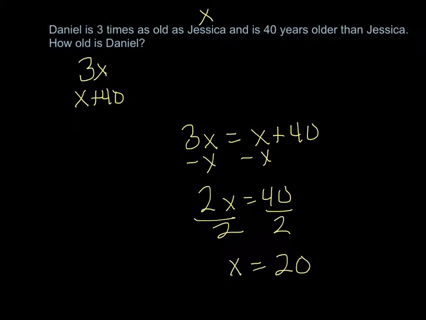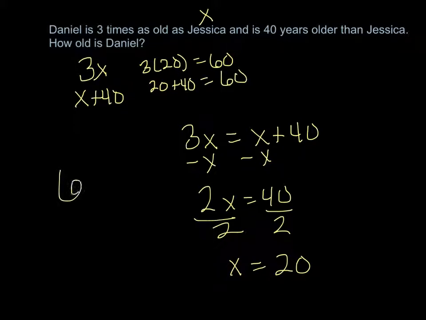Okay, but this time it asks for Daniel's age. x is how old Jessica is. So to find Daniel, we could do 3 times x, or 3 times 20, which is 60. Notice if we do 20 plus 40, we also get 60. So Daniel is 60 years old.